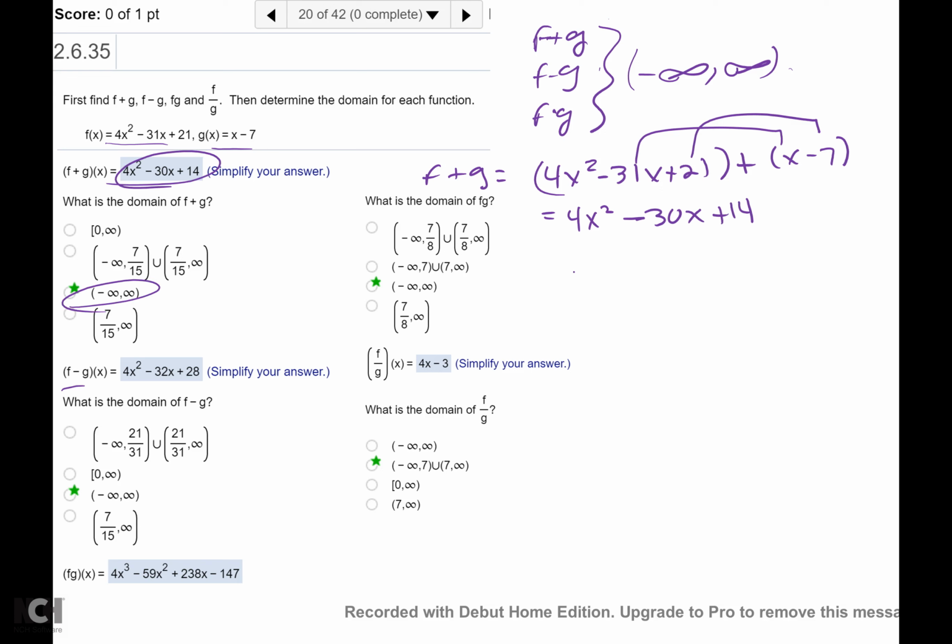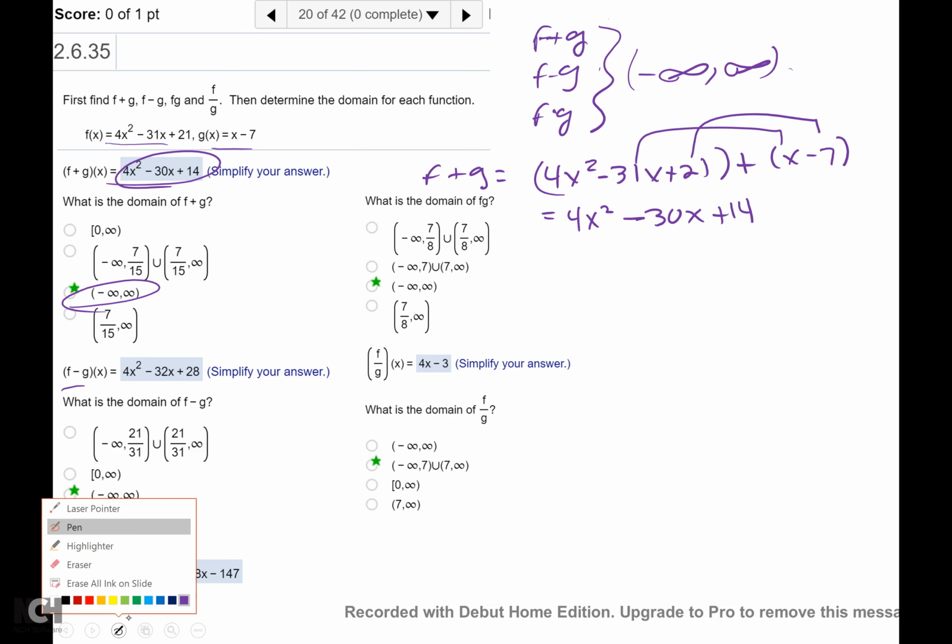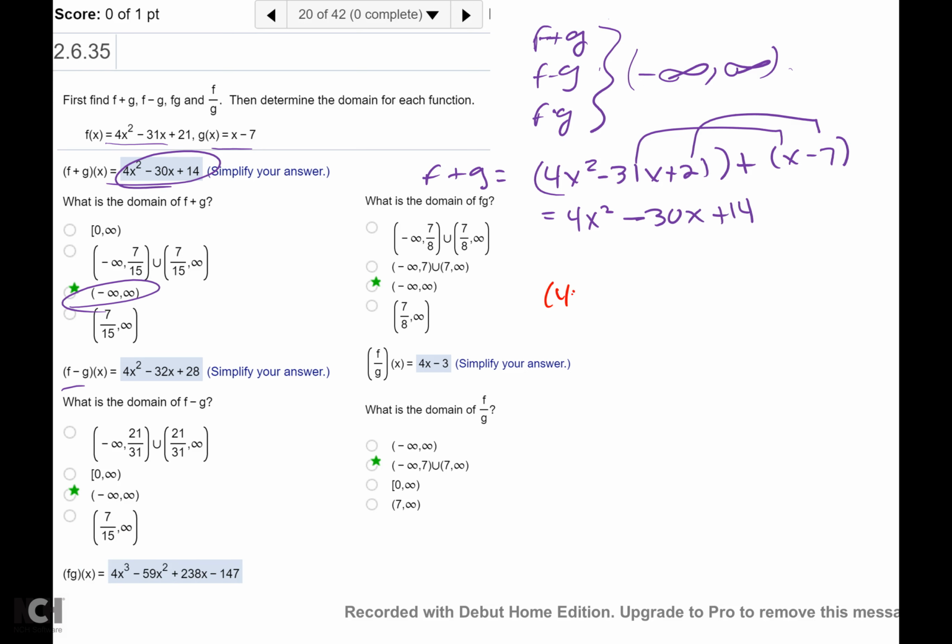F minus g, you're going to take the f function, 4x squared minus 31x plus 21, and you're going to subtract g, x minus 7. Subtraction you've got to be careful of.